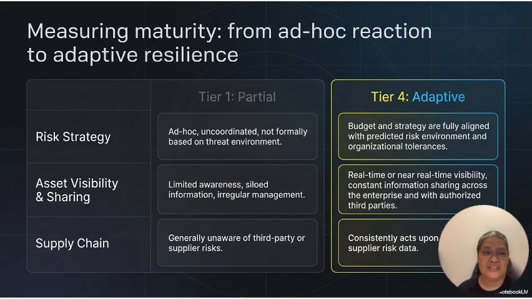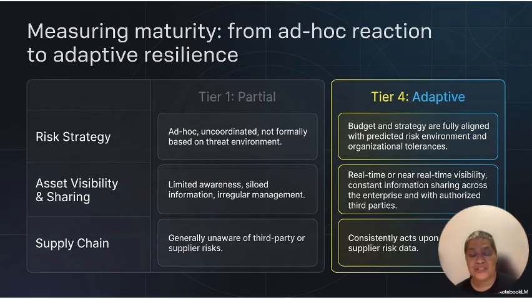It's not all together. Like you could be a partial in risk strategy, but you could be defined in asset visibility, right? Supply chain, right? You could be unaware that you have suppliers, new suppliers that were not communicated but are in the system, so you don't know. So this is not good, right? Because we're not able to monitor and understand if there are risks, right?